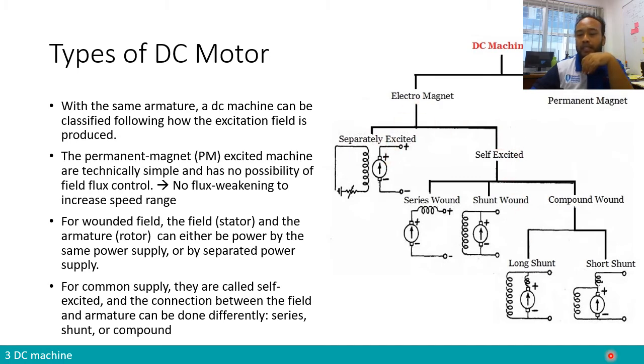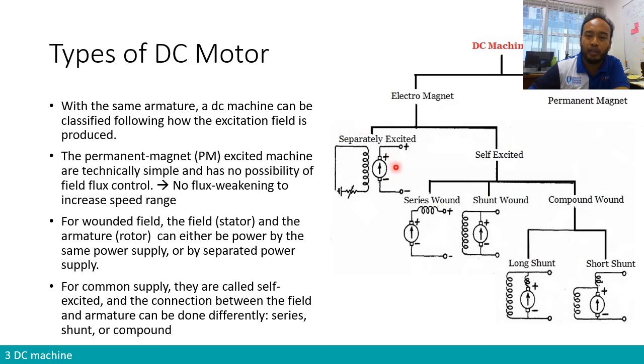So what do we mean by a separately excited machine? A separately excited machine means that we connect the field winding and the armature winding using two different power supplies. So here, for example, in this chart, in separately excited, this part looks like your rotor, right?